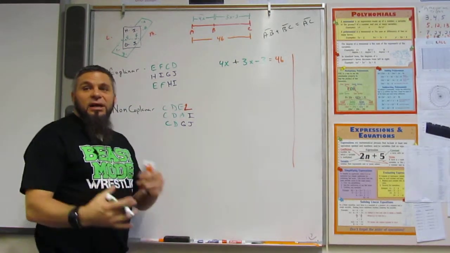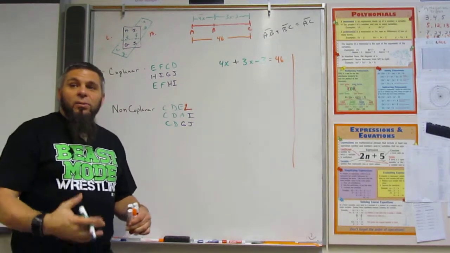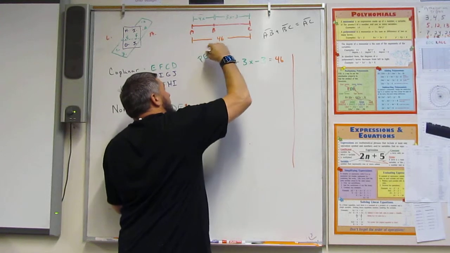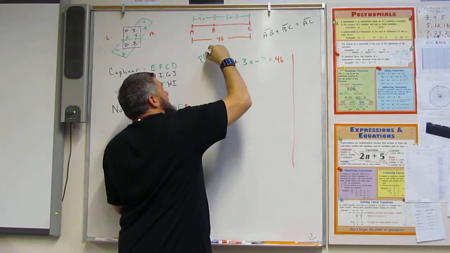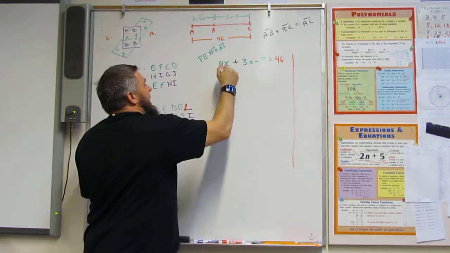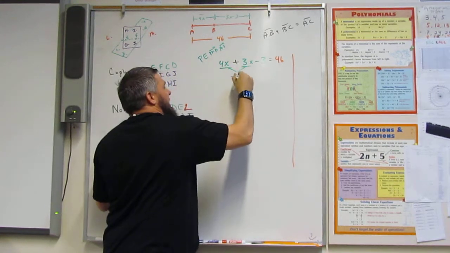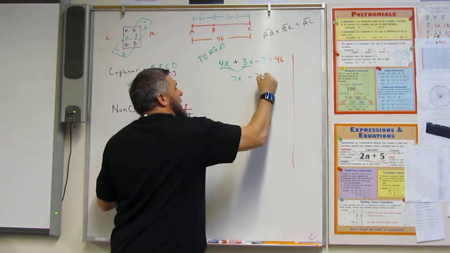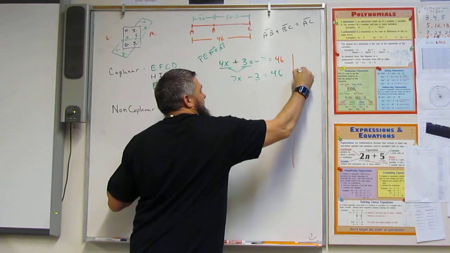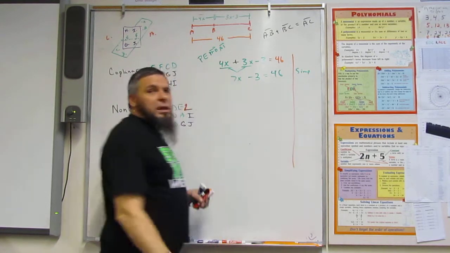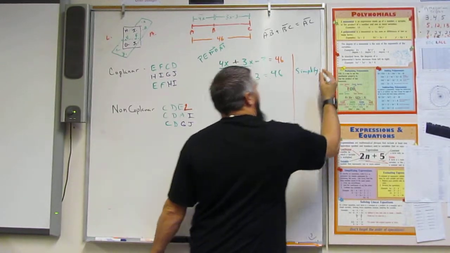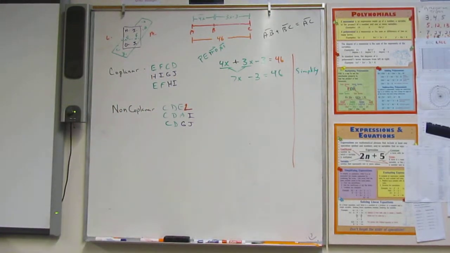So PEMDAS. Anytime you're doing PEMDAS, we do simplification. Parentheses, exponents, multiplication, division from left to right, addition, subtraction from left to right. If I'm adding these things up, I get 7x. All I'm doing is simplifying. And simplify, if you like, to use the whole word.